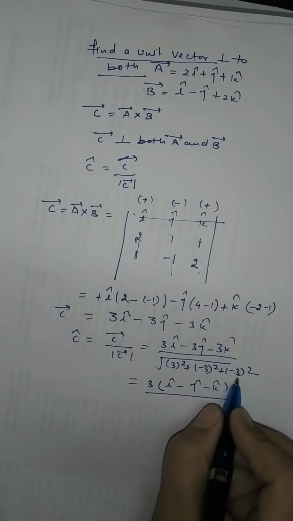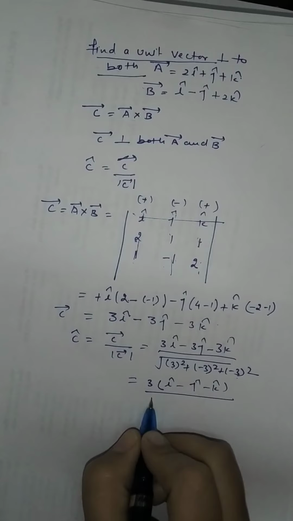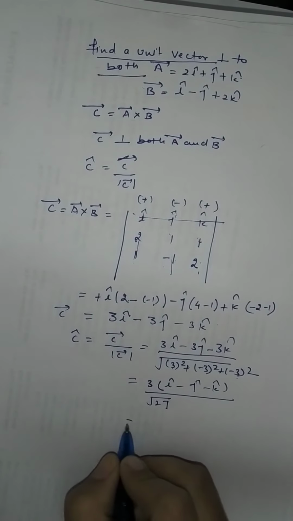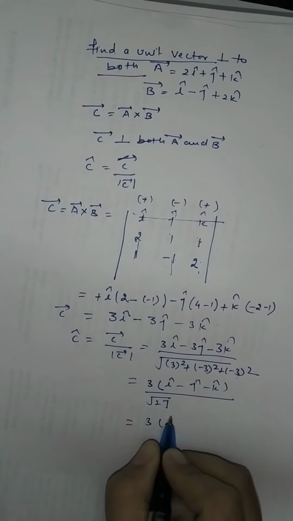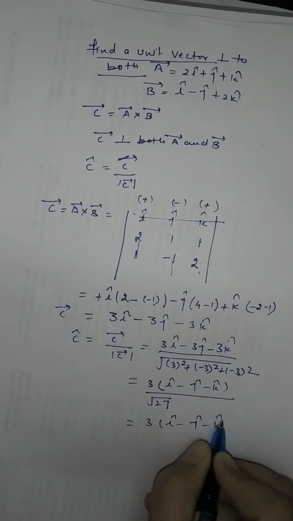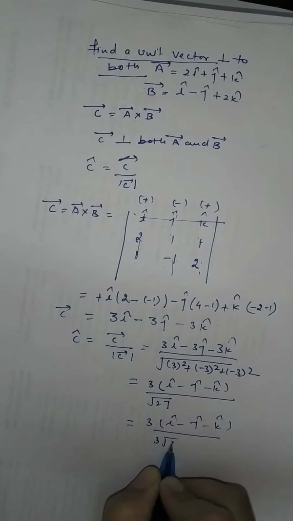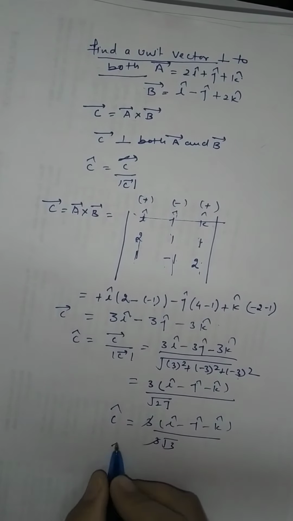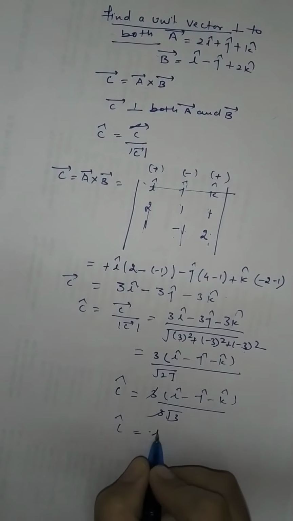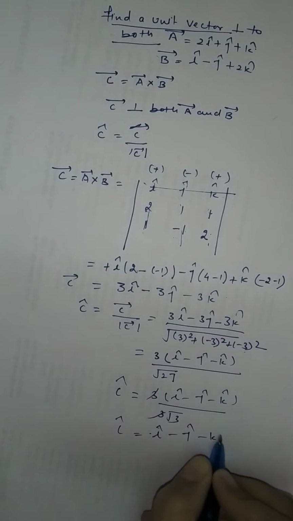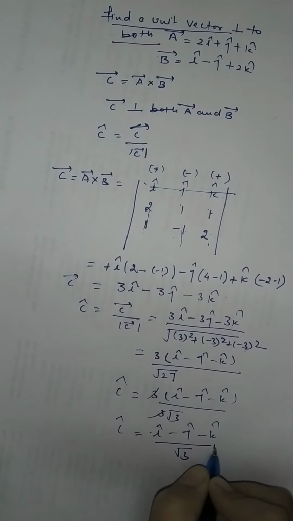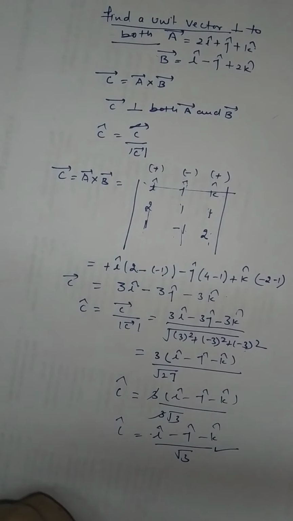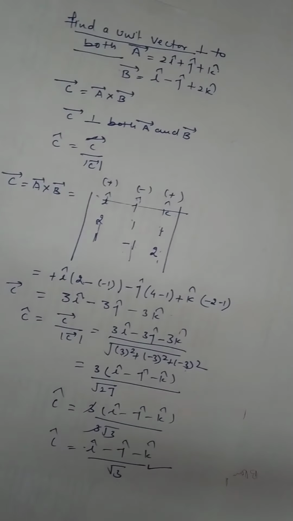This is 9 plus 9 plus 9, root 27. You can write it as 3 times i cap minus j cap minus k cap over 3 root 3. So what you have got is C cap is i cap minus j cap minus k cap divided by root 3. This is a unit vector perpendicular to both A and B. In the same way, you have to find the next application, that is calculate the area of parallelogram.